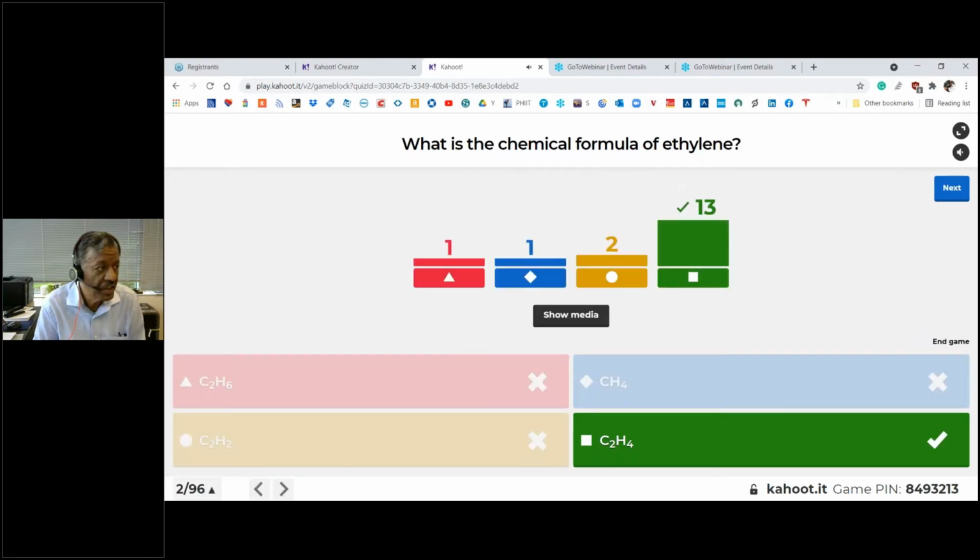So most of you got it right. The formula of ethylene is C2H4. It has 2 atoms of carbon and 4 atoms of hydrogen. The formula is C2H4. Thank you very much. Let's move on to the next question.